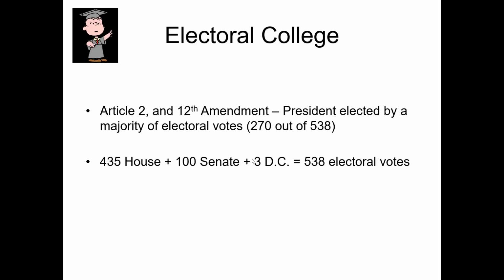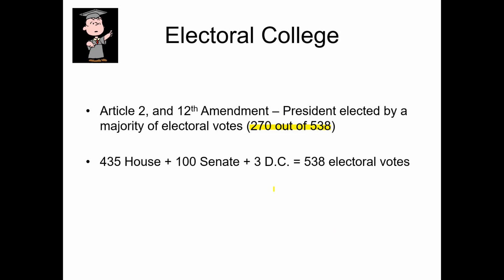First of all, let's look at how the President is elected, and that's through the Electoral College, which you've touched on a little bit before already in the section on the Constitution. The President is elected by a majority of the electoral votes. We'll look at how those are divided out here in a minute. He has to win a majority of the electoral votes, 270 out of the 538 total electoral votes.